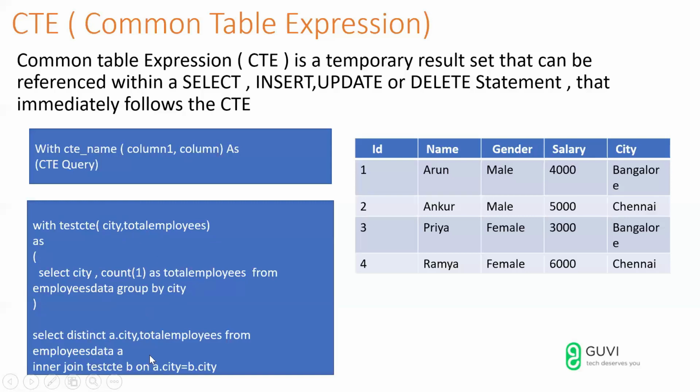This CTE is immediately referenced in the select statement as a join. So you can use it like a table: employees data A inner join test CTE B on A.city equal to B.city. You can think that you can achieve this directly with queries. To give an example on CTE, I'm using a CTE and also joining with the employees data again with the condition A.city equal to B.city. So we created a CTE and we are able to reference the CTE inside a select statement. You can use the CTE inside insert, update, or delete statements as well.